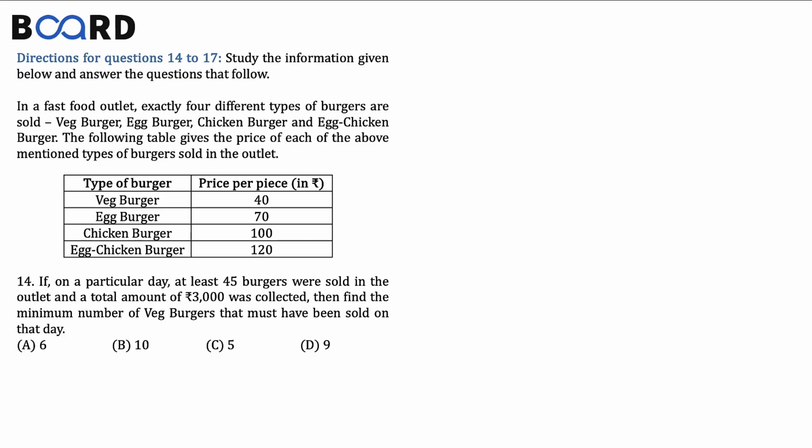Now, we understand that to reach closer to 3,000, we can start by assuming all the burgers sold to be egg burgers. That's the closest value to 3,000. From there, we have to keep on dropping one by one and check how many of the burgers sold are mandatory to be veg burgers. That's what we have to do. This is the logic we have to understand.